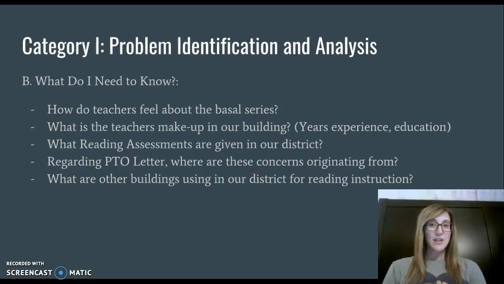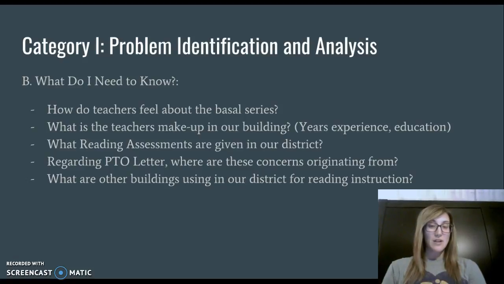First, what I need to know moving forward is, how do the teachers feel about the Belisle series? Do they feel that it's meeting their needs, and how long have we had the series? What is the teacher makeup in our building? Do we have a lot of veteran teachers, or are most of our teachers new, young teachers? And what is the education overall? Do we have any teachers with master's degrees?